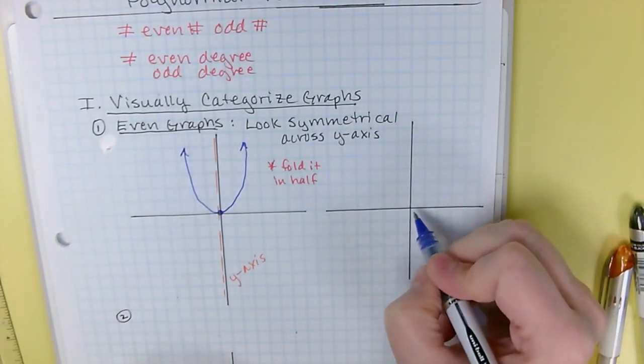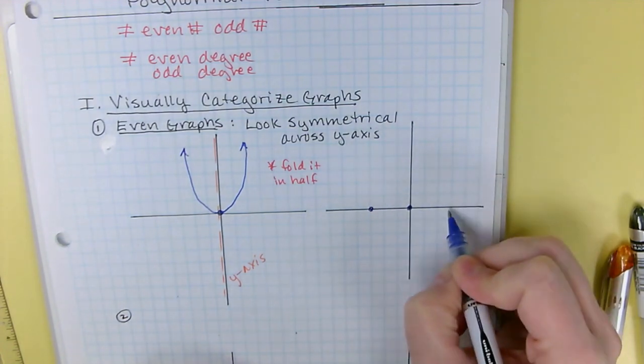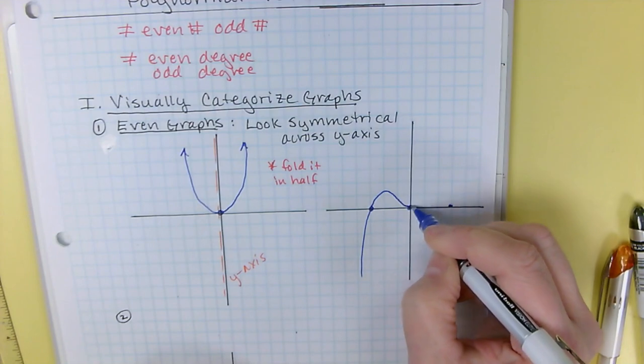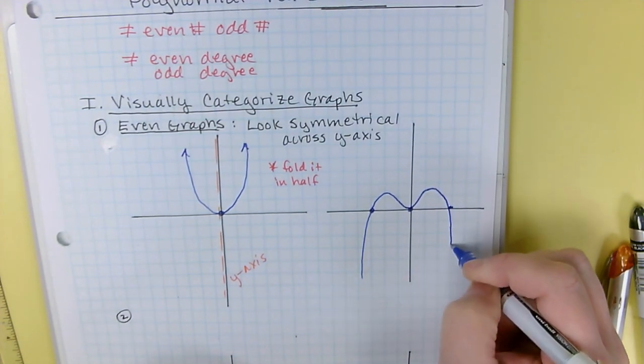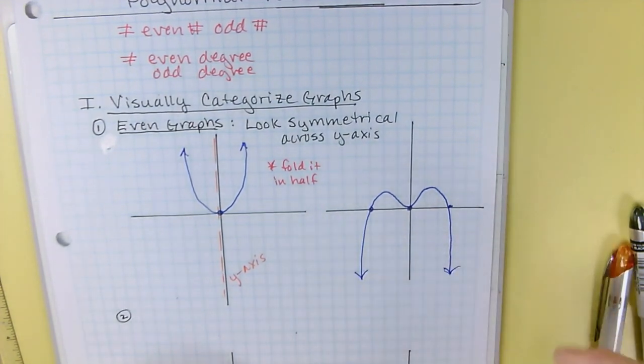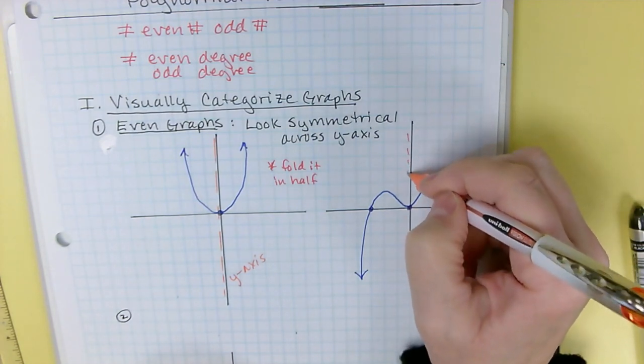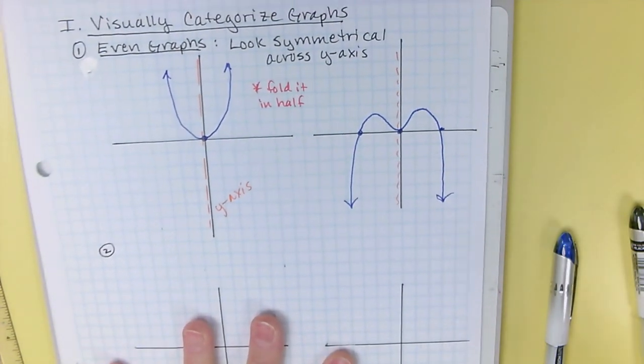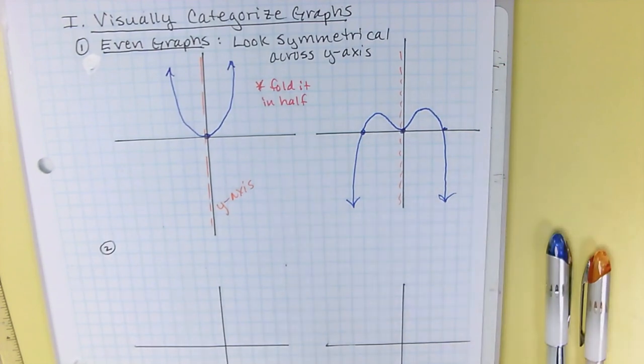Even graphs can also be camel type graphs. Again, as long as you draw a dotted line down the y-axis and it folds in half, it is an even graph. So that's how you look at a graph and determine if it's even.